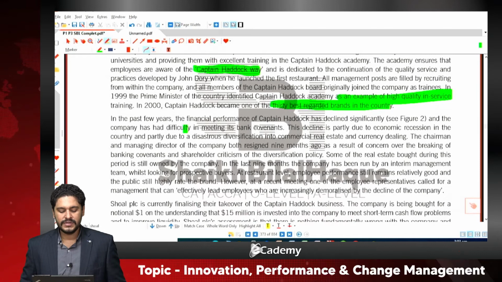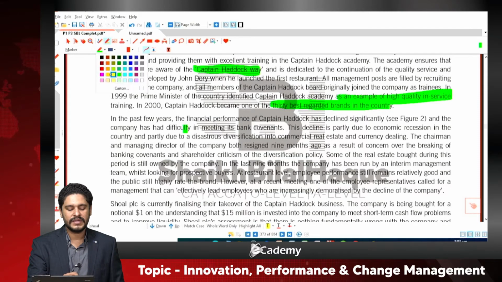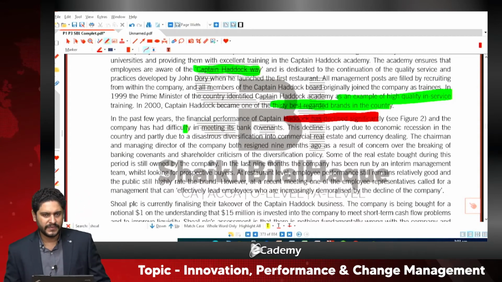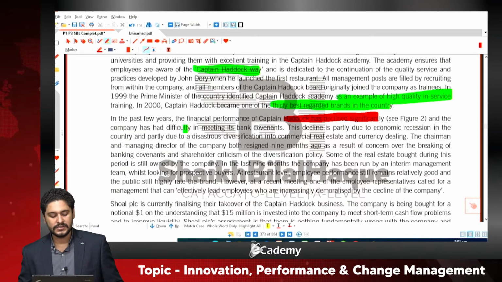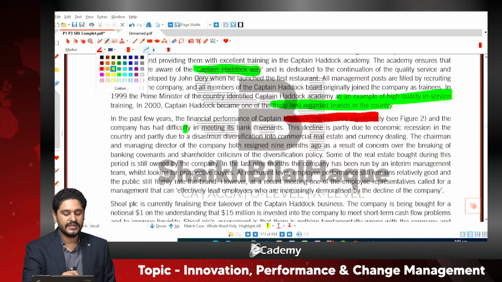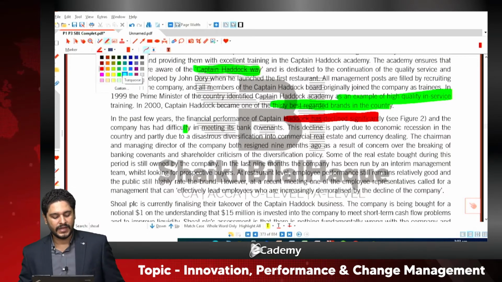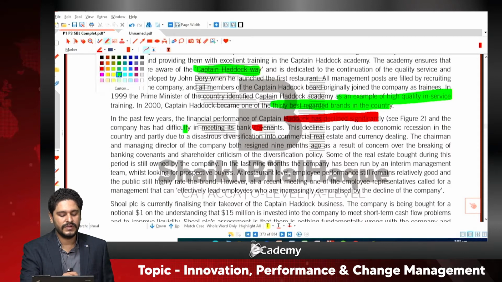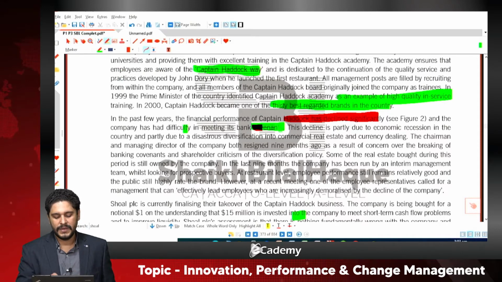In the past few years, the financial performance of Captain Haddock has declined. This is something alarming. You are still going for the purchase of such a company whose financial performance has declined over the past few years. The company is facing difficulties and has had difficulty in meeting its bank covenants. So the company is going into a difficult situation.